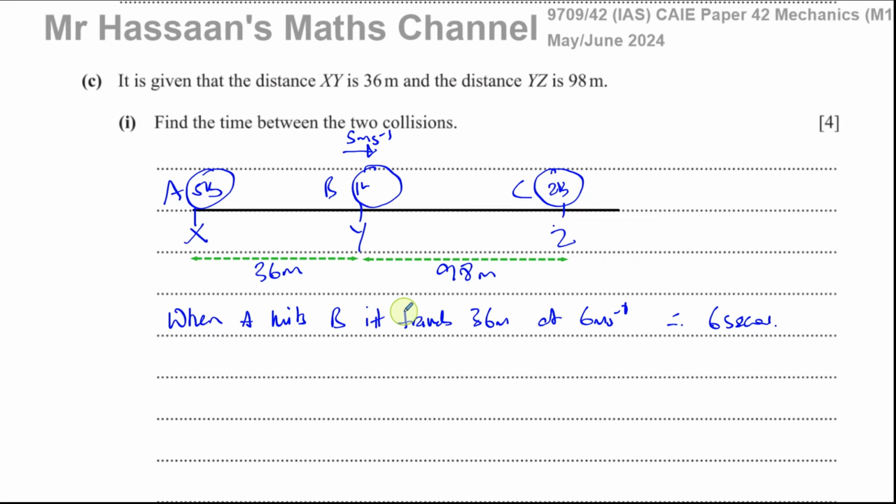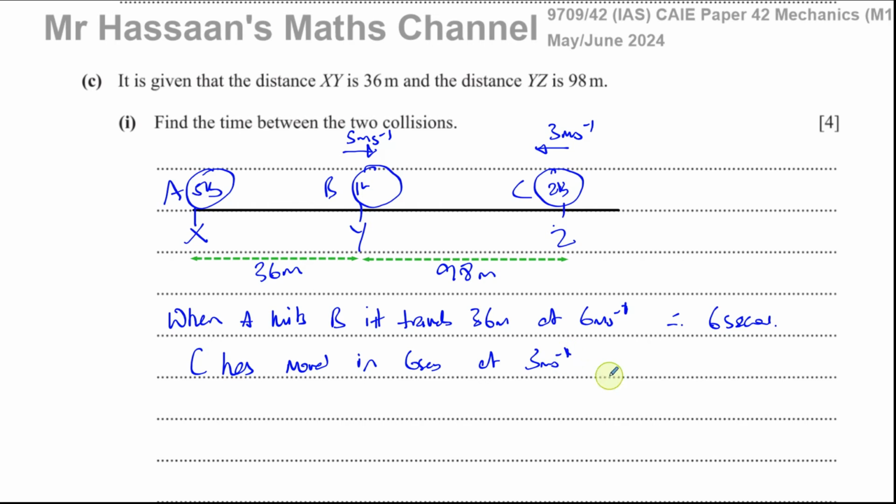Why is that important? Because in that same 6 seconds, C is moving in this direction at a speed of 3 meters per second. Okay, so C has moved how long? C has moved 3 meters per second in this direction for 6 seconds. By the time A hits B, C has been moving for 6 seconds, at 3 meters per second.